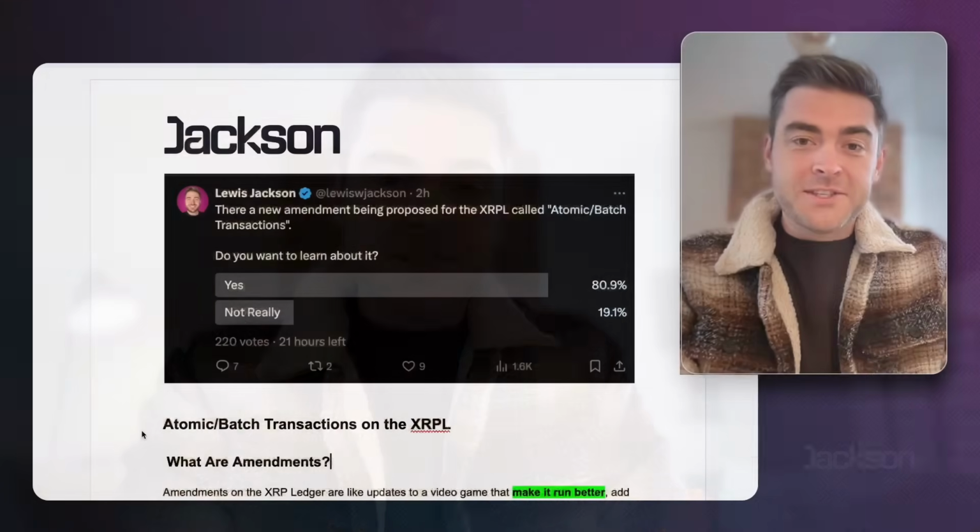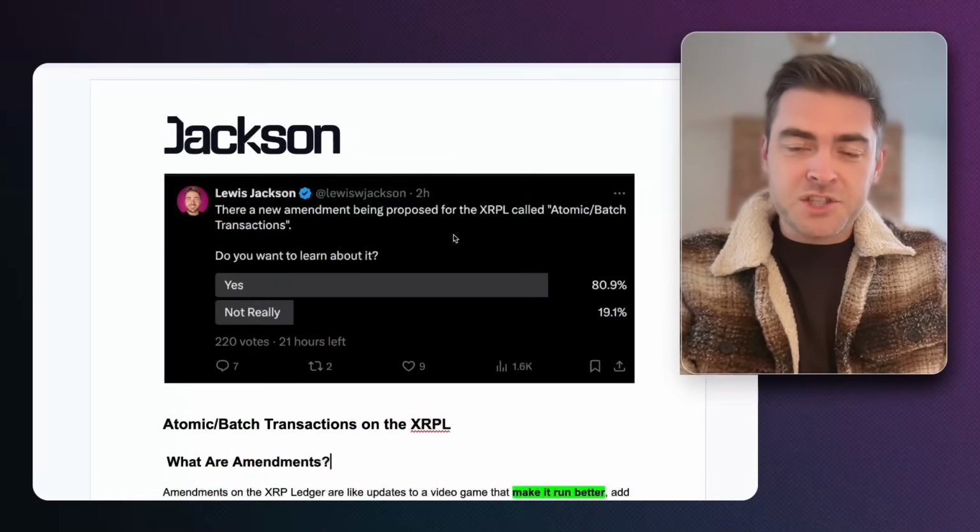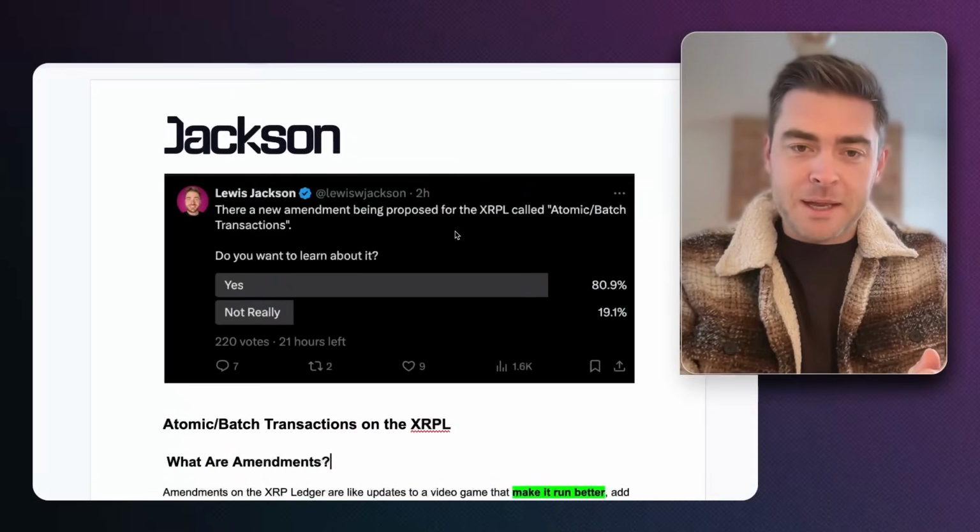Changes could be on their way for the XRP ledger in a new amendment. I don't know if it's new necessarily, but it's new to me. I've discovered it and I've taken it upon myself to learn about it myself and teach it to you so you can explain it to other people. How cool would that be? So today I want to talk about the atomic batch transactions amendment.